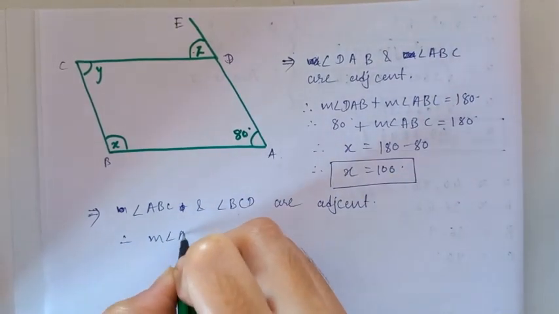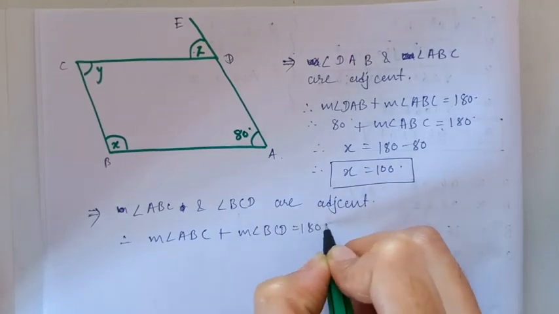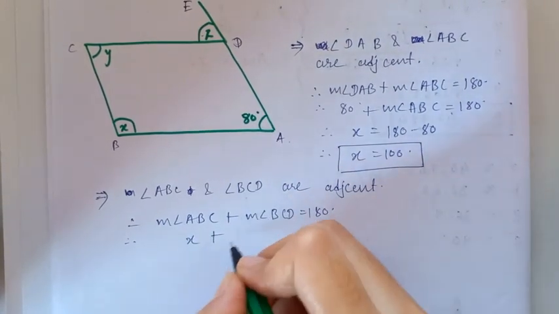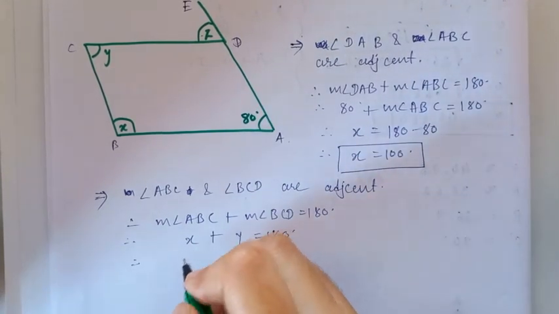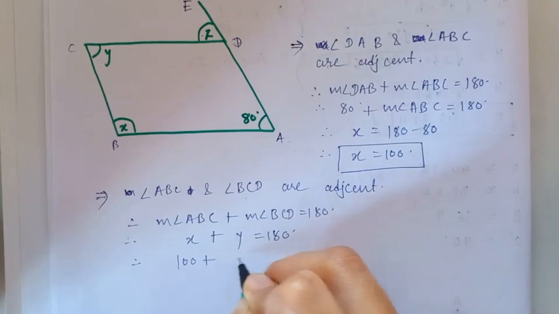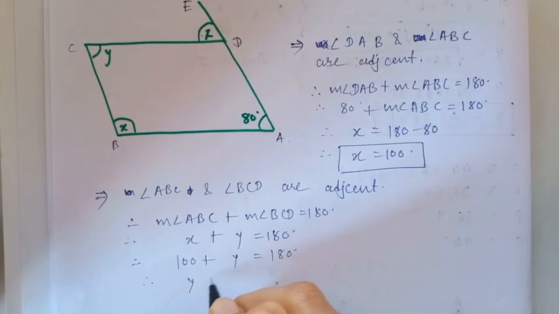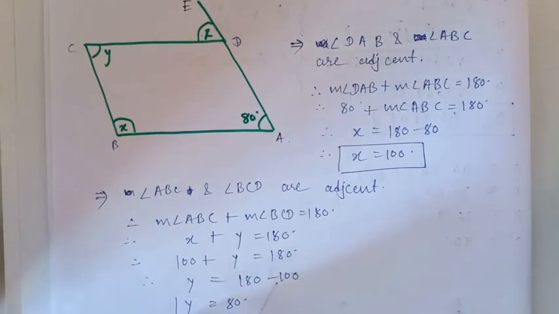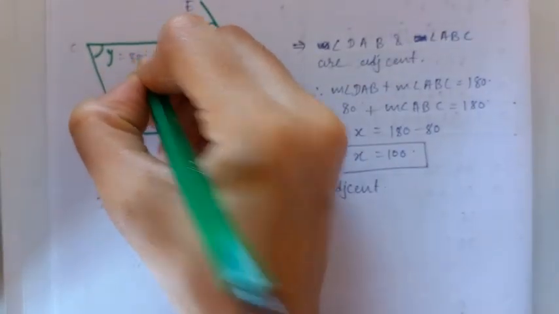So measure of ABC plus measure of BCD is equals to 180 degree. ABC is x, measure of BCD is y, is equals to 180 degree. X we have got 100, so 100 plus y is equals to 180 degree, and it is 180 minus 100, so y is equals to 80. Okay, so we have found x is equals to 100, y is equals to 80 degree.